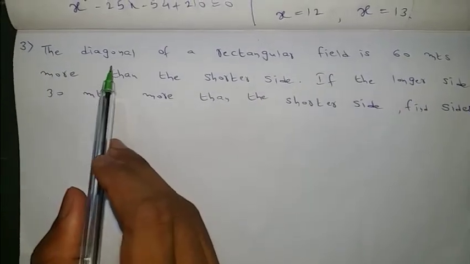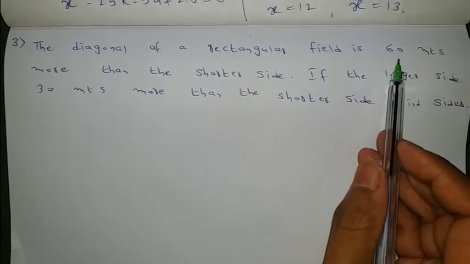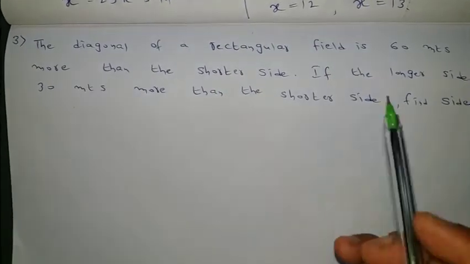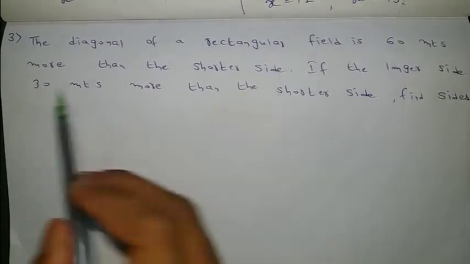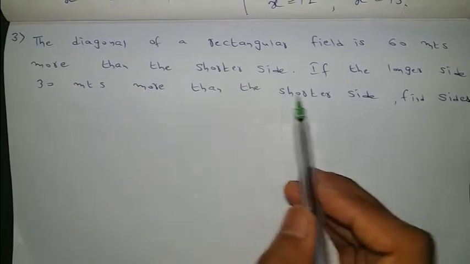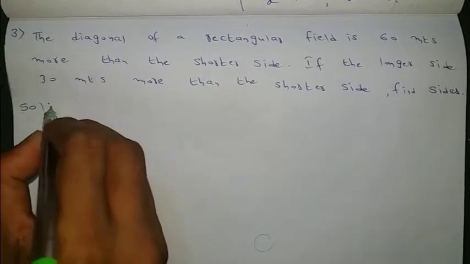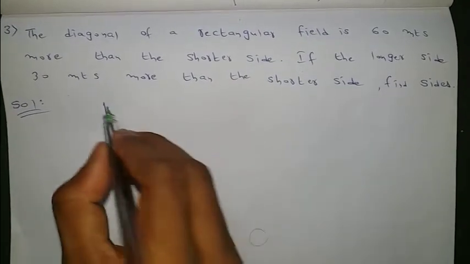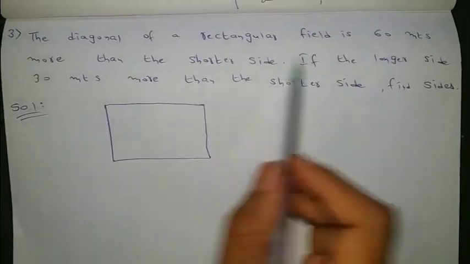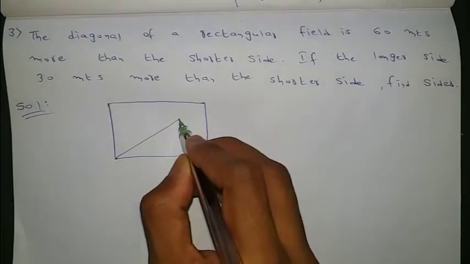The diagonal of a rectangular field is 60 meters more than the shorter side. If the longer side is 30 meters more than the shorter side, then find those sides. So he clearly mentioned it is a rectangular field. So I am drawing one rectangle. And he is mentioning something about the diagonal, so I am drawing one diagonal also.